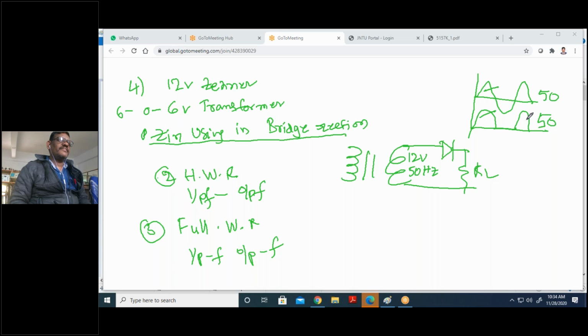This is a GATE question. What about full wave? One more peak is there. Negative also converted to positive. So within 1 cycle here, how many cycles? 2. Frequency goes double. Here 100.